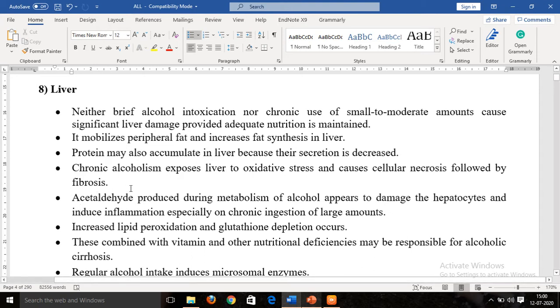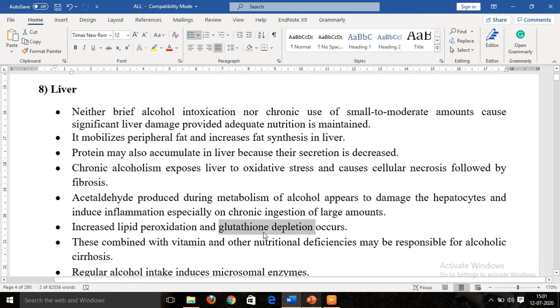One more problem is produced by the acetaldehyde. Now acetaldehyde is an intermediate which is formed during the metabolism of the alcohol. So this is a product of the first reaction in the metabolism of alcohol, which mainly takes place in the liver. Now this acetaldehyde, if it accumulates in the liver, can again damage the hepatocyte and result in inflammatory processes. So it will result in inflammation of the liver if there is an excessive amount of acetaldehyde accumulating in the liver. Apart from this, lipid peroxidation is also increased and the glutathione is also depleted.